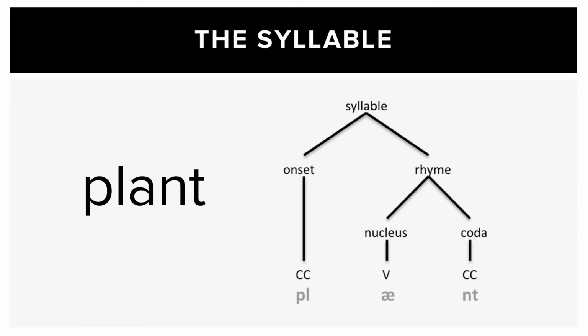In this diagram, the syllable has been broken up into its onset, any consonants preceding the vowel, and its rhyme, all the sounds from the vowel to the end of the syllable. The rhyme has been further divided into the nucleus, which in the vast majority of syllables is a vowel, and the coda, which are any consonants following the nucleus.